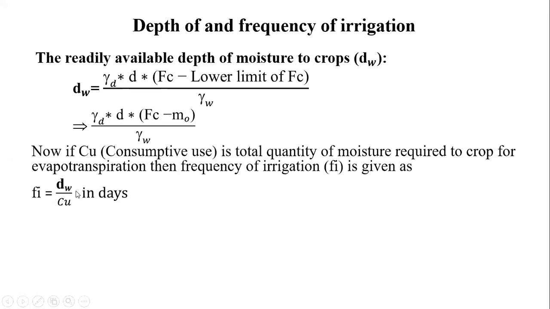Means after those 2 days we will be required to go for irrigation. So it is a simple formula or equation, but technically and within the basic fundamentals, the available moisture which we have maintained, or readily available moisture, divided by the consumptive use, we use as a ratio which indicates after how many days or after how much time we will be required to go for an irrigation.